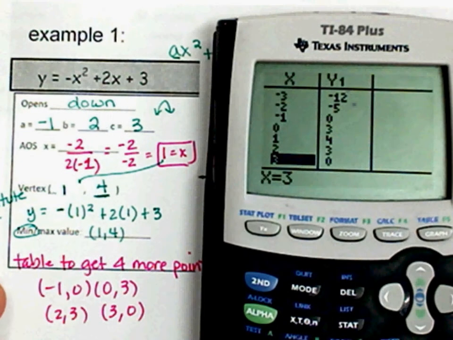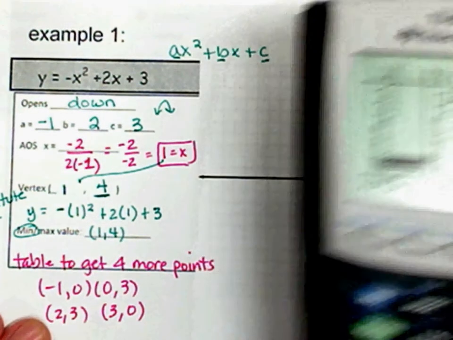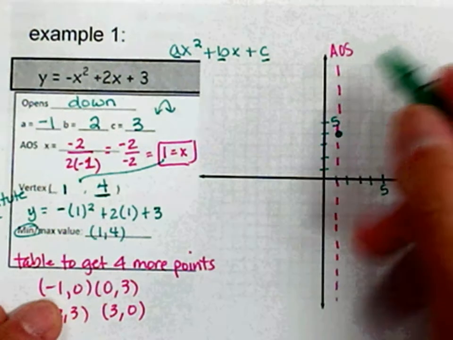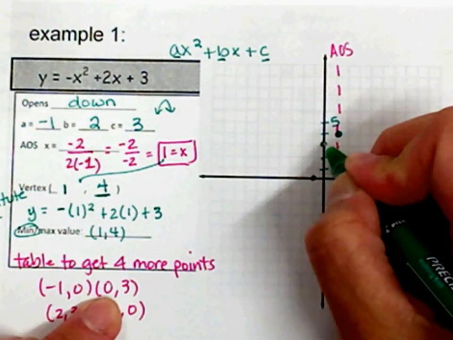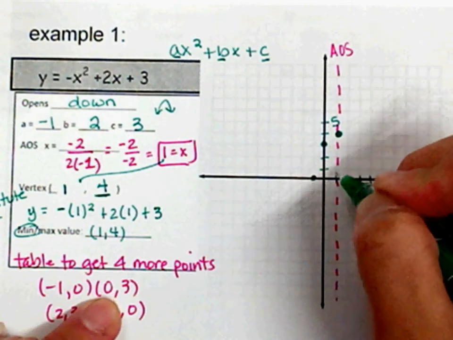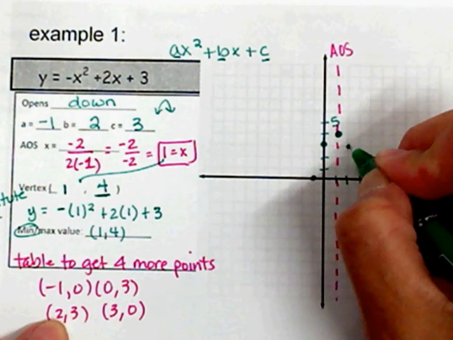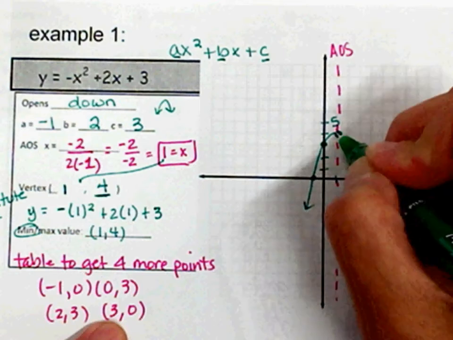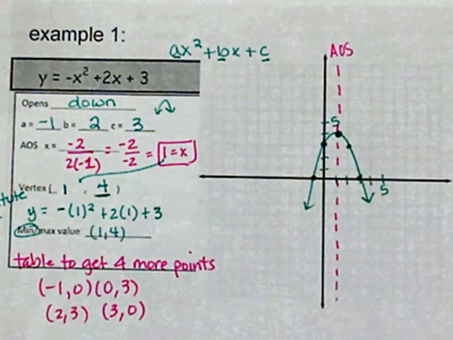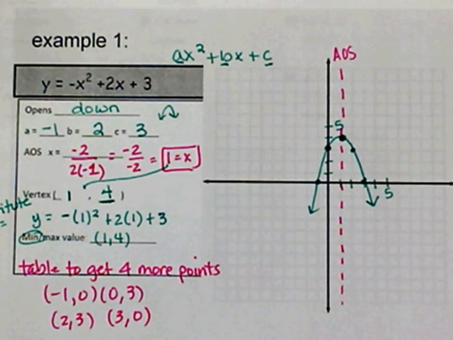All right? So you guys ready? -1, 0, 0, 3. See how that's the axis of symmetry? It's like a mirror. 2, 3, 3, 0. And there's your graph. And that's all you have to do. Okay? All right. Next one.